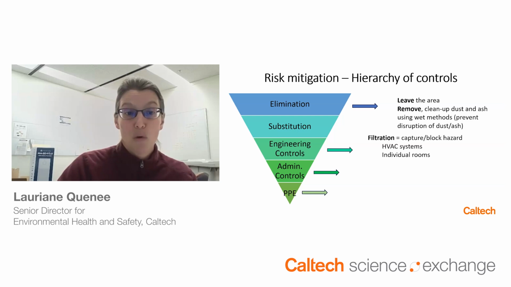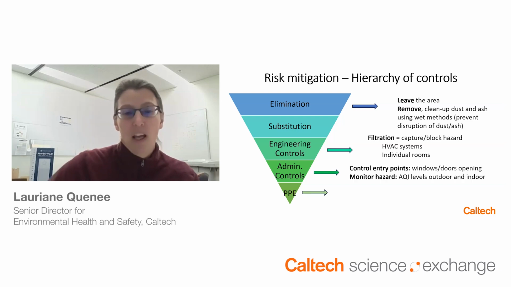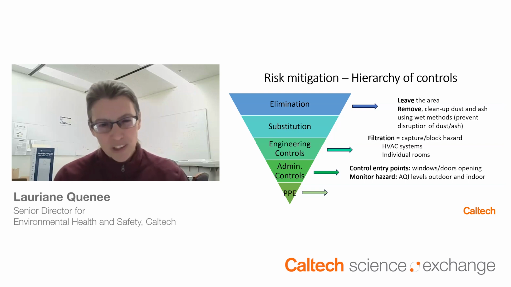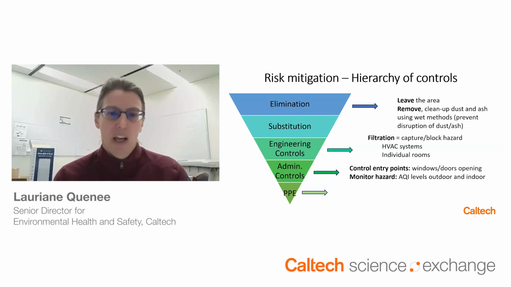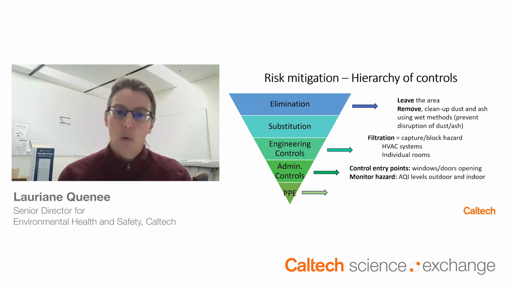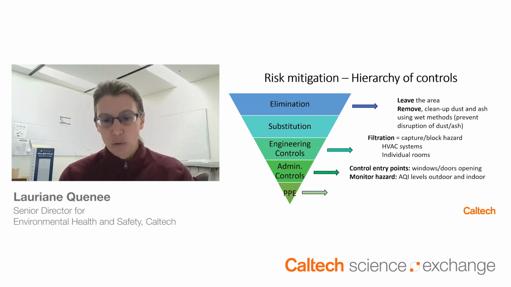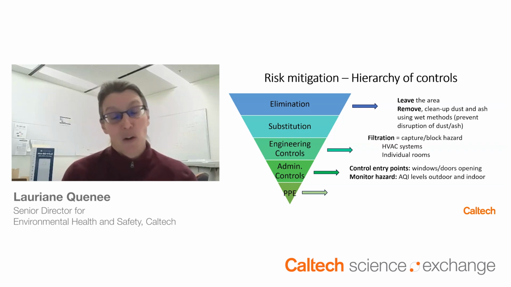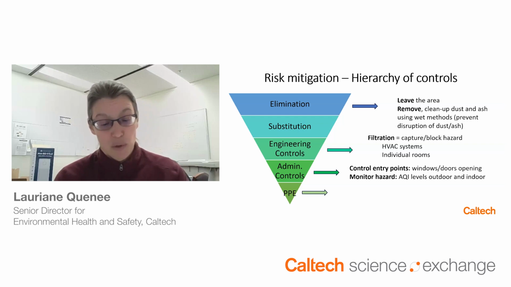The next level of control is administrative control. And so here it's those tiny actions, the small things that you can do, but that will still give you the ability to reduce the risk. And one of the key elements when you consider wildfire and wildfire smoke is controlling entry points. And so we've been talking a lot about windows and doors opening. And the situation will vary depending on your particular situation.